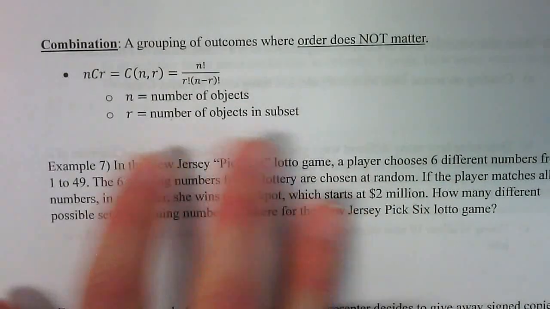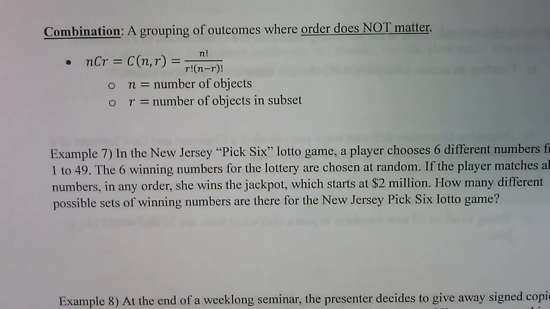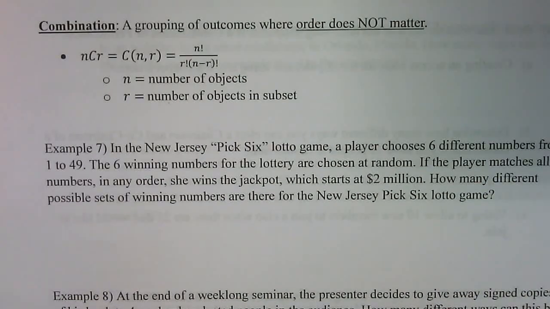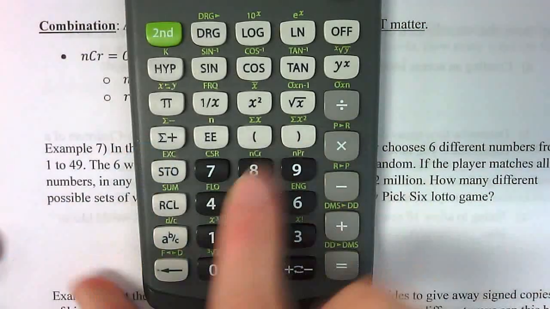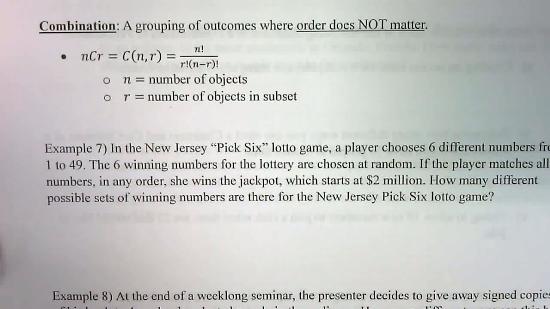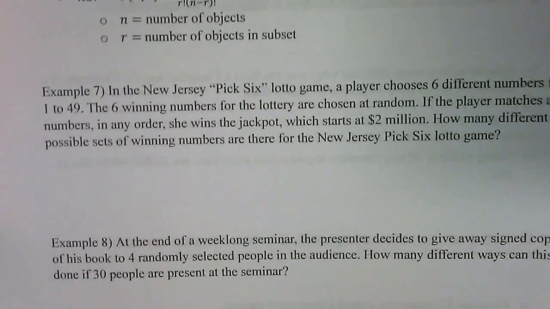Okay. A combination is a grouping of outcomes where order does not matter. You'll see this button on your calculator as well. It's right next to the other one that we talked about. It's above the 8. The N and the R mean the same thing that they meant in the other problem.